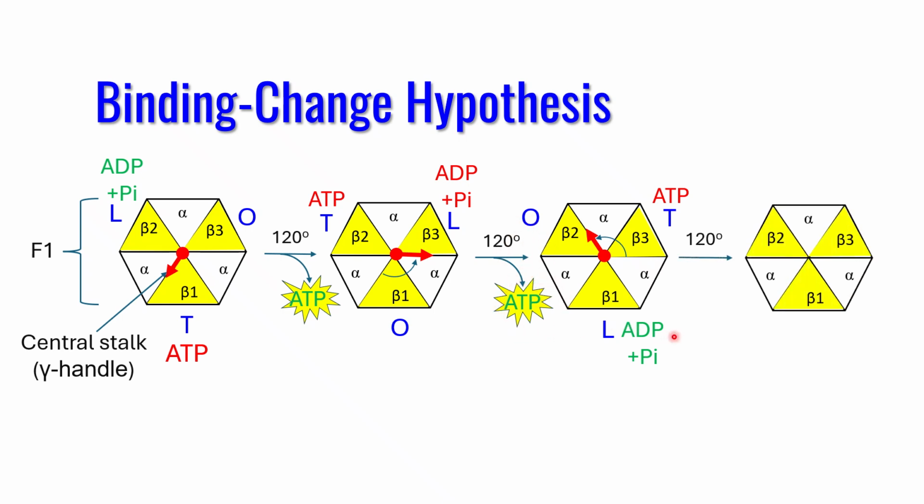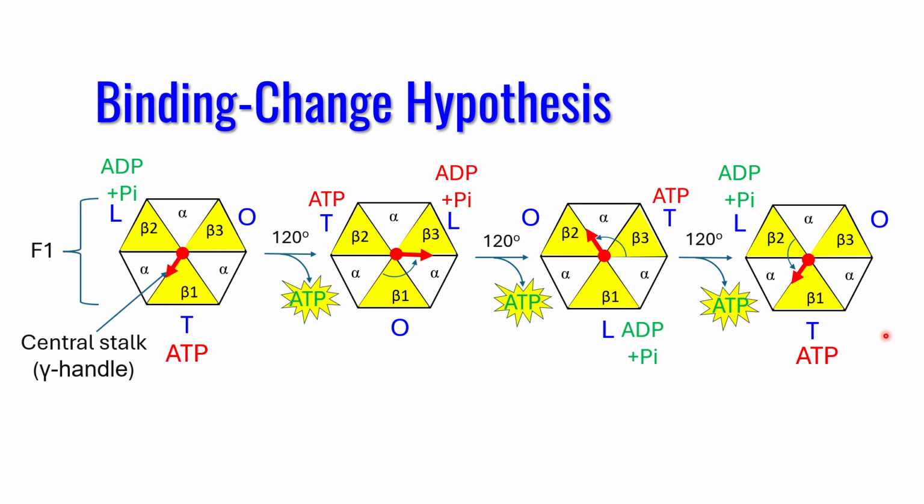In the last or third round of a 120 degree rotation, the gamma handle will align in this position, and there will be change in the conformation again. T will change to O, thereby releasing ATP. The third ATP molecule is released here. This O will become L, leading to the binding of ADP and PI, and the L will become T, synthesizing ATP for the next cycle.